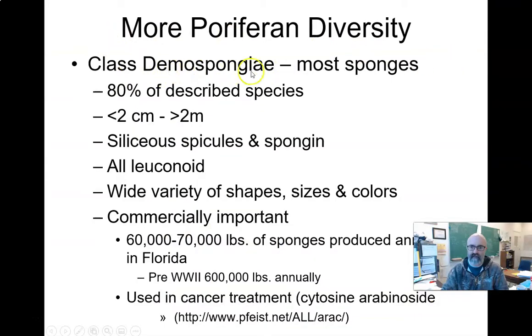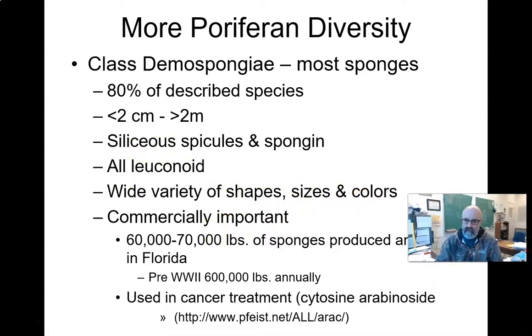Class Demospongiae is the third and the largest. 80% of species are found in here. They're all this big, complex leuconoid type. They are found all around the world and are very commercially important.